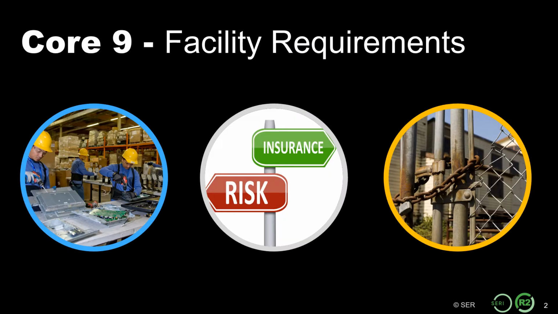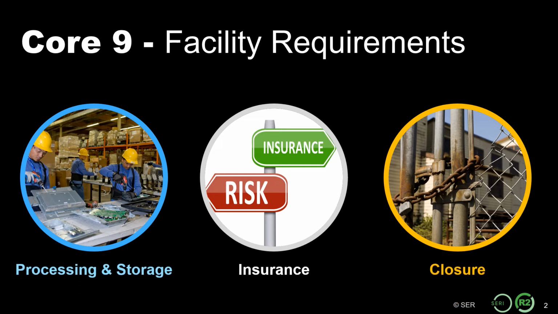There are many aspects of responsible electronics reuse and recycling. Core 9, Facility Requirements, focuses on the physical building and location where processing and storage occurs. Core 9 has three general principles that cover processing and storage, insurance, and closure. The facility requirements in Core 9 are intended to ensure that facilities conduct operations in a safe, secure, and environmentally responsible manner, and with the necessary assurances to manage risks, including a facility closure.